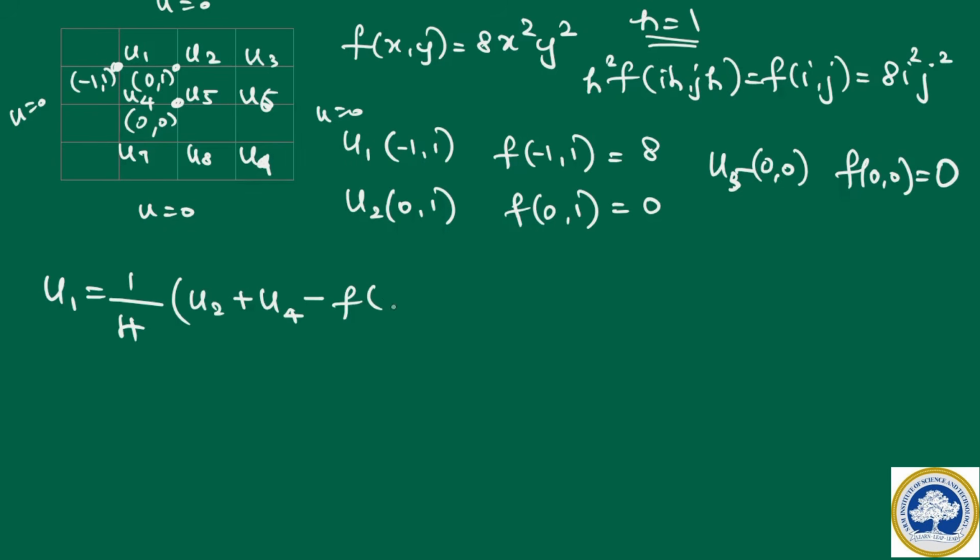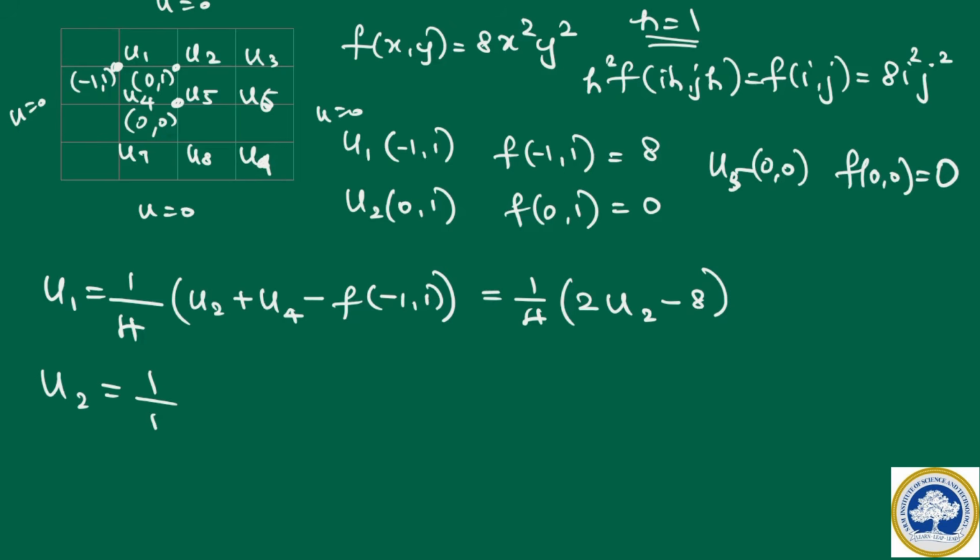What is the function here? f of minus 1 comma 1. So this is equal to 1 by 4 into, what is u4 here? u4 is again equal to u2, right? So we can write 2u2 minus f of minus 1 comma 1, which is 8. So like this we can write.